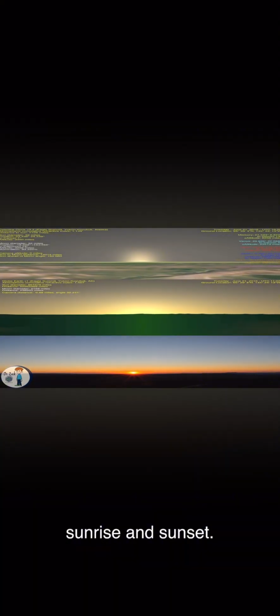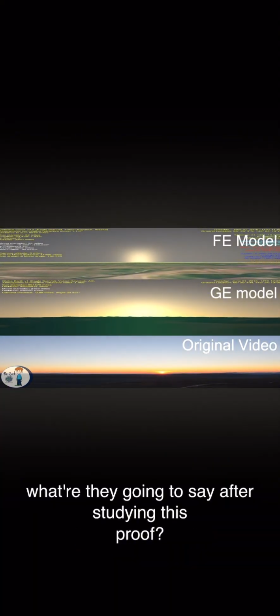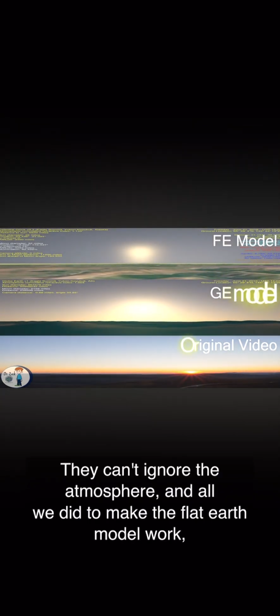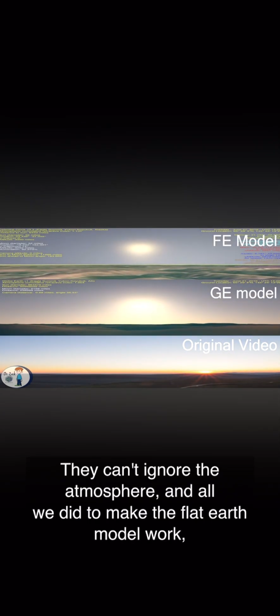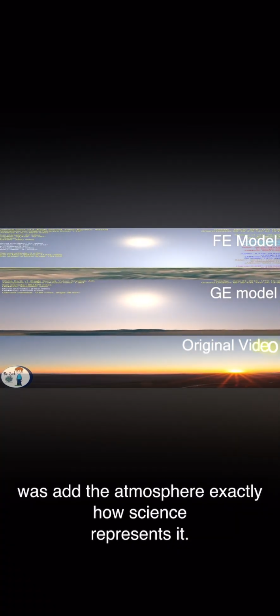Many scientists think that the flat earth model can't work because it can't represent sunrise and sunset. What are they going to say after studying this proof? Is it going to make sense to some of them now? They can't ignore the atmosphere, and all we did to make the flat earth model work was add the atmosphere exactly how science represents it. We didn't make it up.